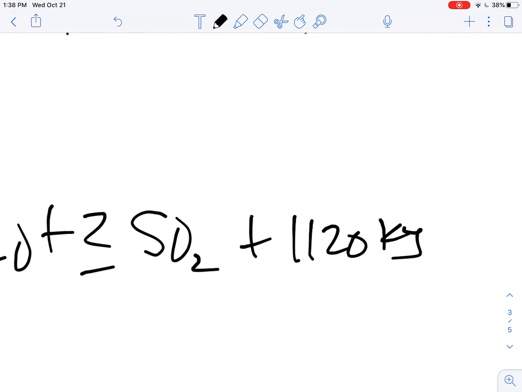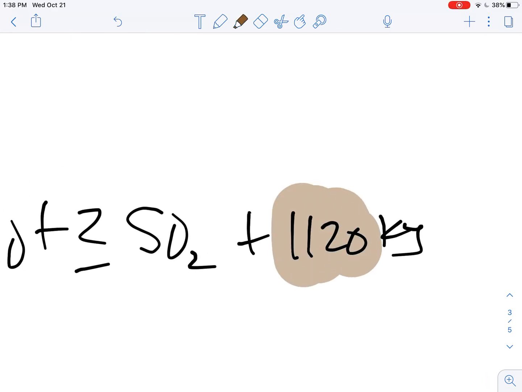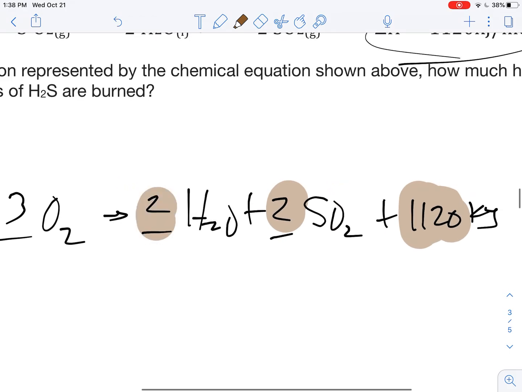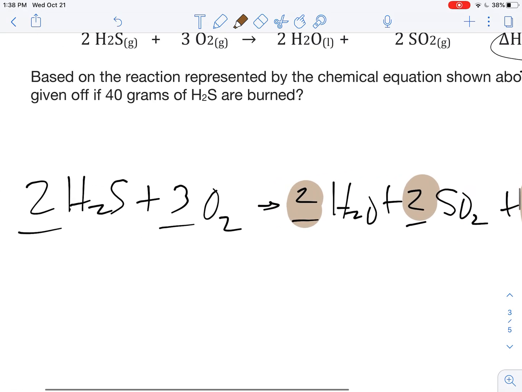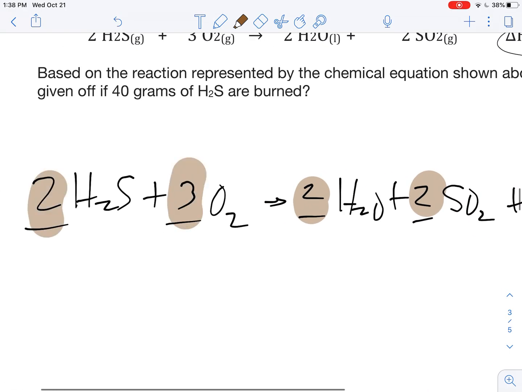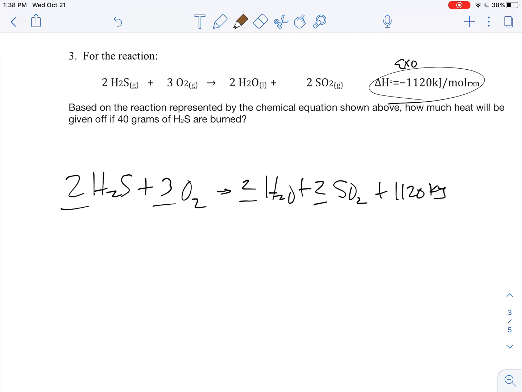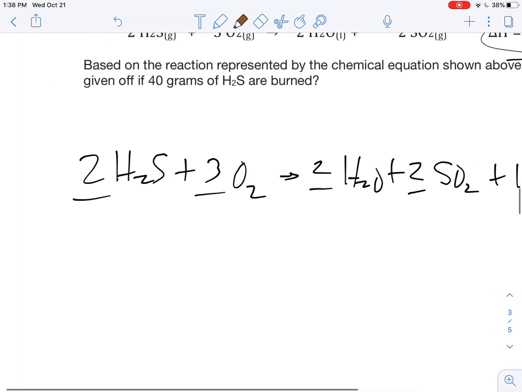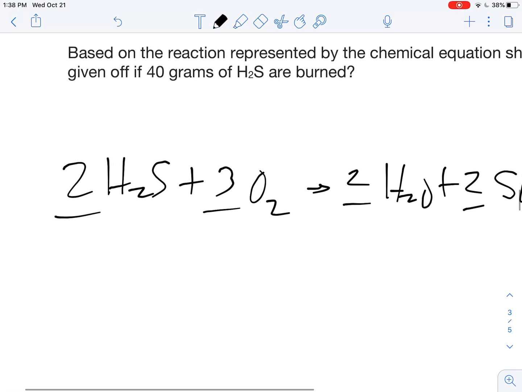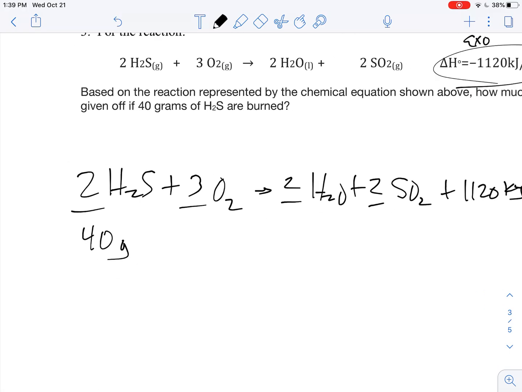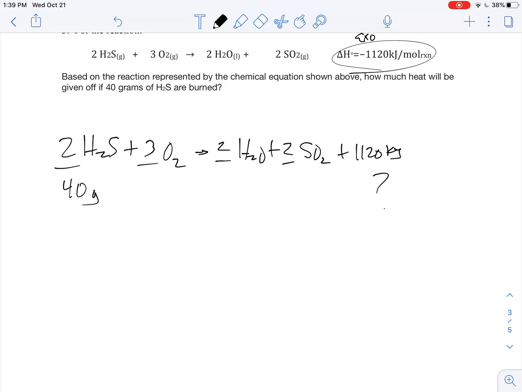Now, as soon as we do that, we can treat this 1120 the same way that we treat that 2, or that 3, or that 2. We can treat that 1120 just like it was one of our numbers. So if that's the case, then check it out. It wants to know if I have 40 grams of hydrogen sulfide that's burned, then what's going to happen over here with this guy?